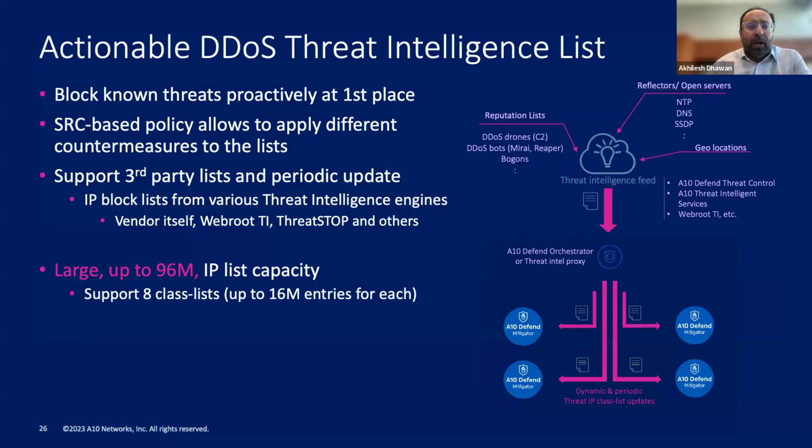Just to make this actionable, it should be integrated with your DDoS service. And then it should provide IP addresses or blacklists or block lists from the vendor itself, or there are other third-party vendors that provide these services, like Webroot or ThreatStop and so on. A lot of our customers have multiple threat intelligence engines feeding data into their security solutions to proactively do some of these things.